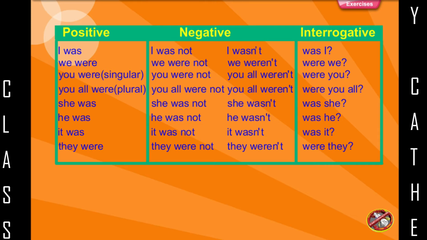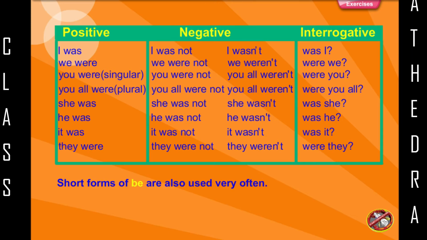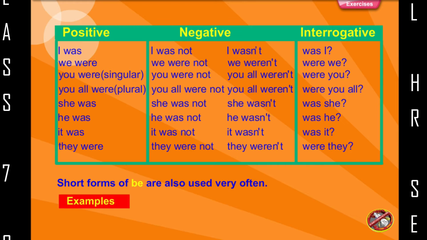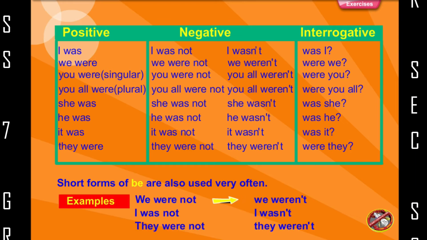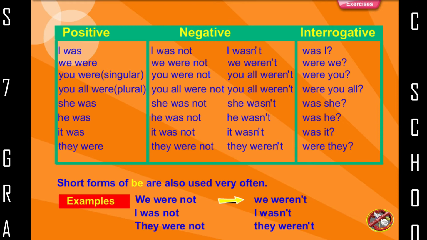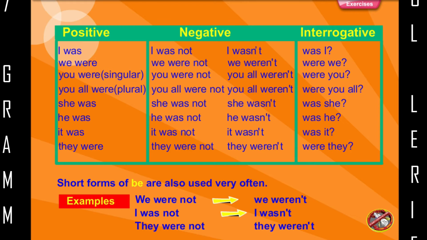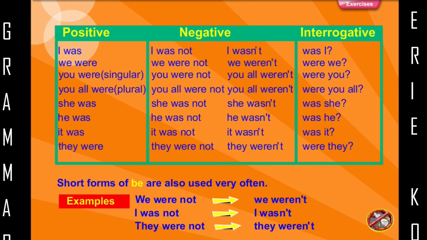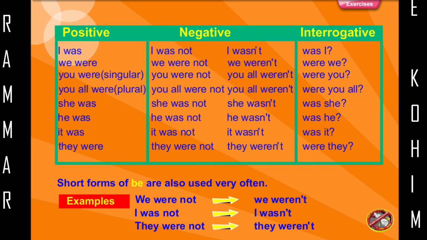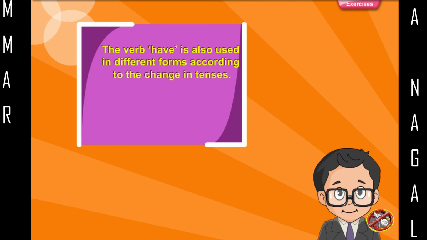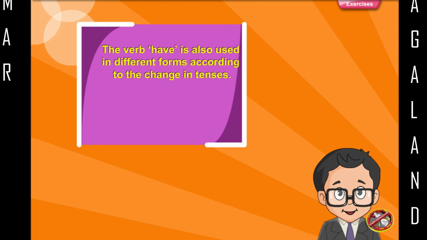Short forms of be are also often used. Examples: We were not, we weren't. I was not, I wasn't. They were not, they weren't. The verb have is also used in different forms according to the change in tenses. Read the passage given here.